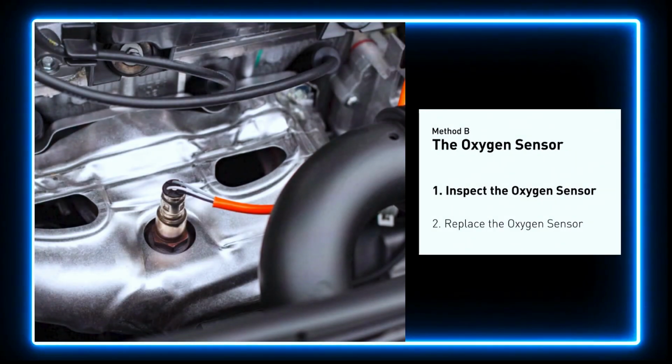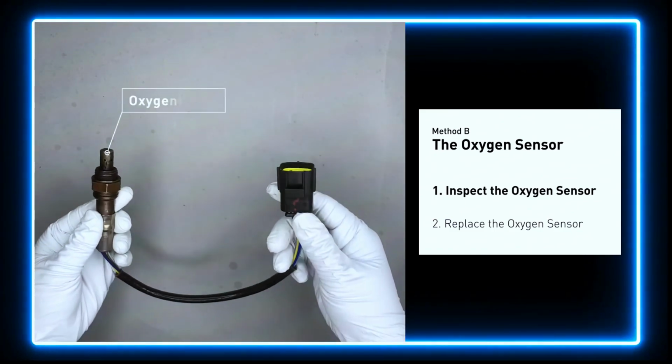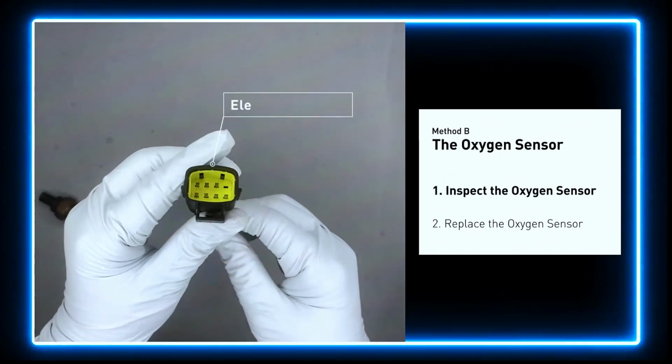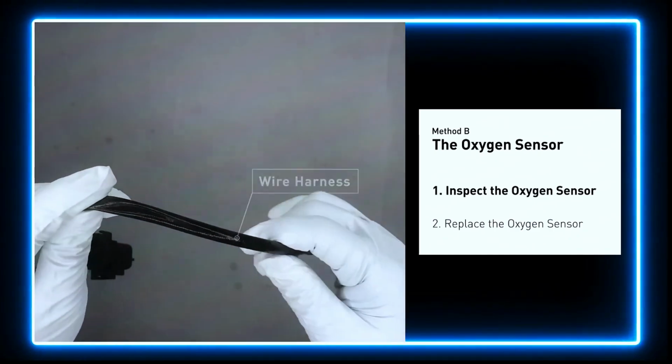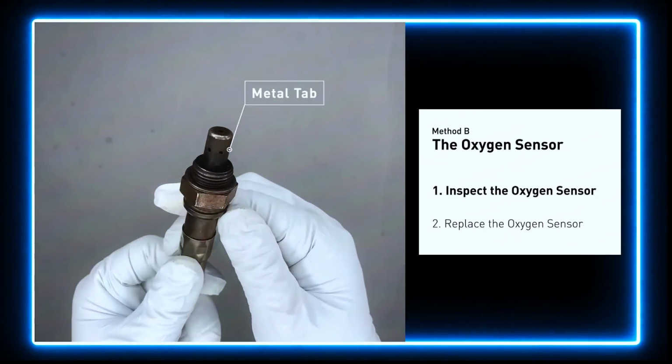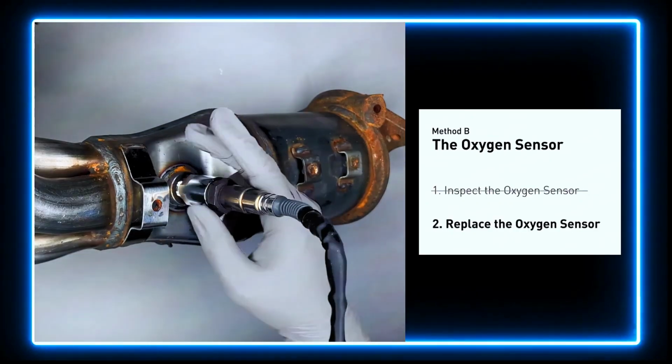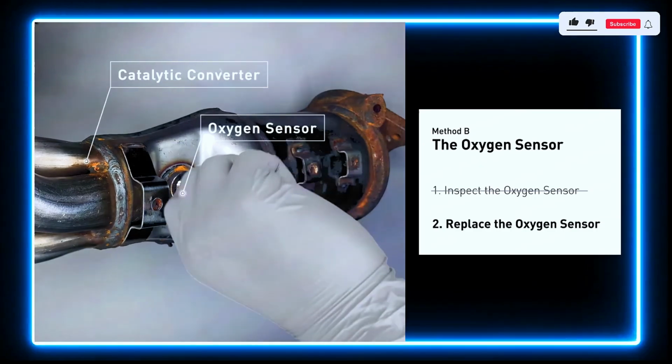Oxygen sensors are mounted directly onto the exhaust pipe near the catalytic converter. Locate the sensor that responds slower as it ages. Visually check the oxygen sensors, electrical connections, wire harness, and metal tabs for any damage. If damage is found, then replace the oxygen sensor.